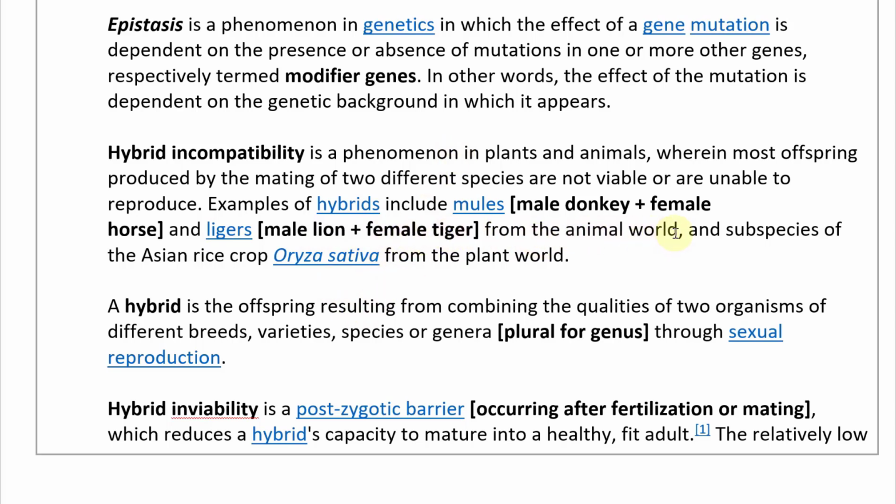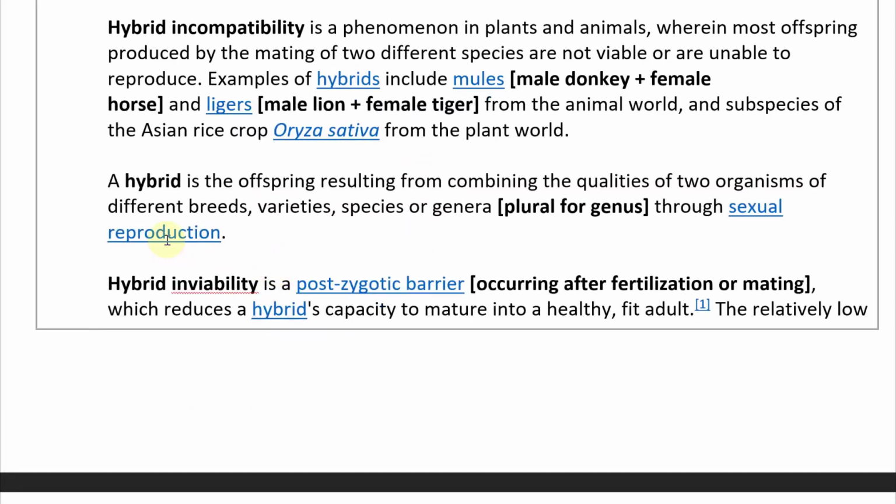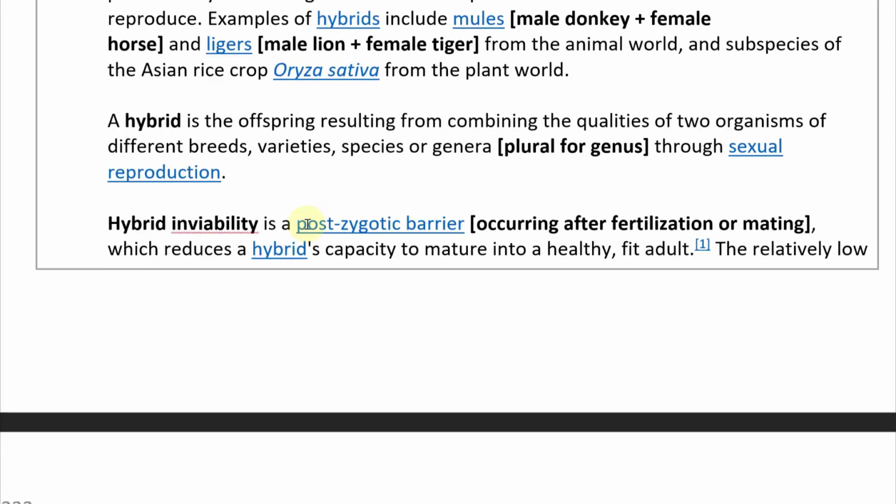And these are from the animal world, and subspecies of the Asian crop Oryza sativa, I think that's how you pronounce it, Google that, from the plant world. All right, continue further. So a hybrid is the offspring resulting from combining the qualities of two organisms of different breeds, varieties, species, or genera, plural for genus, through sexual reproduction.